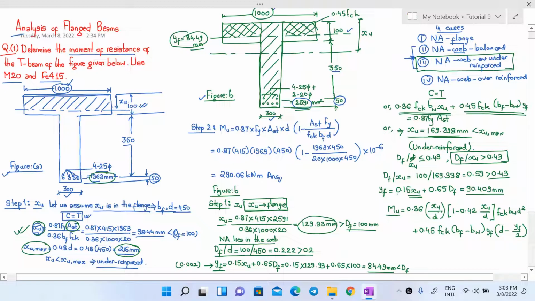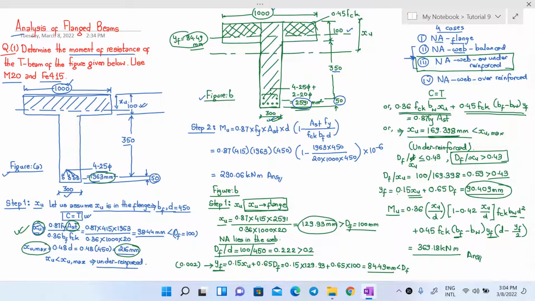So we know all the values now. Xu is 169.398, bw is 300 mm as given in the figure, d is 450 mm, and bf is 1000 mm, and for yf we have to use the calculated value, 90.409 mm. Substituting all these values into this equation, you get the value of Mu to be 369.18 kilonewton meter. So this will be the answer to our problem.